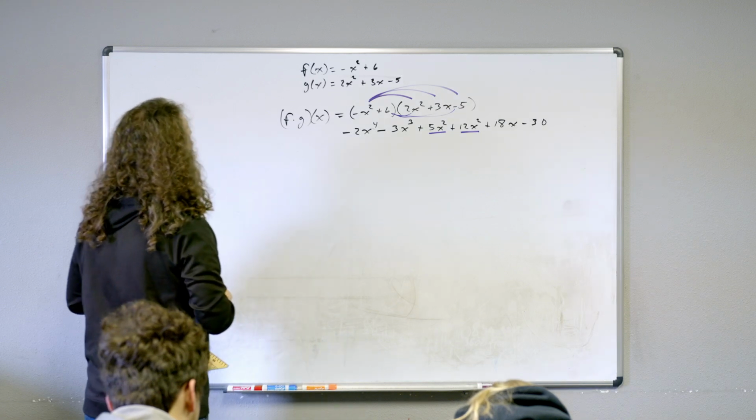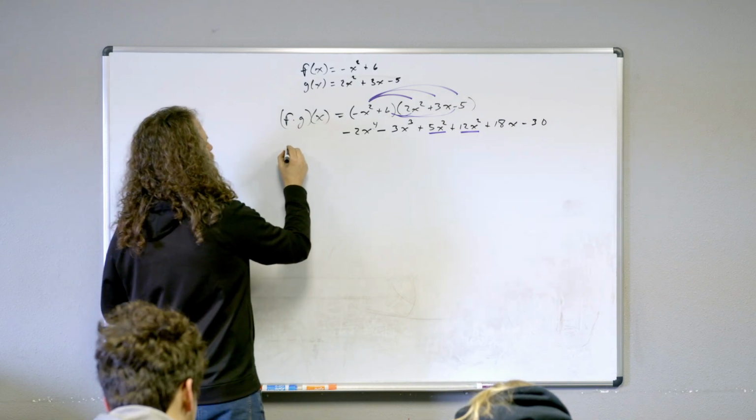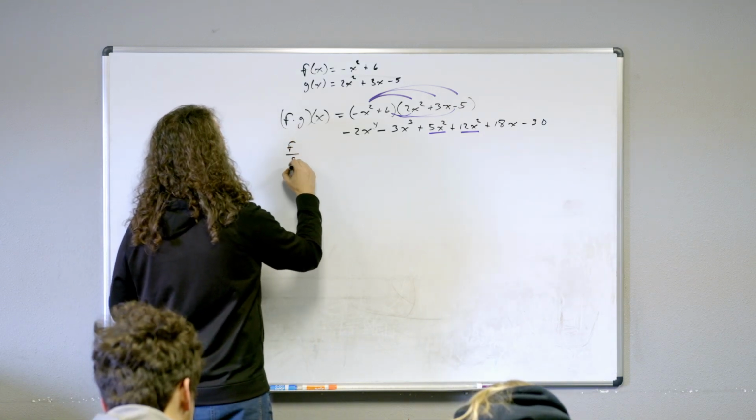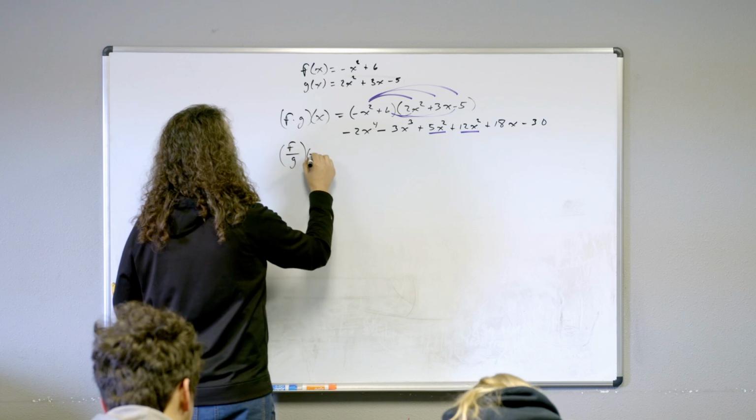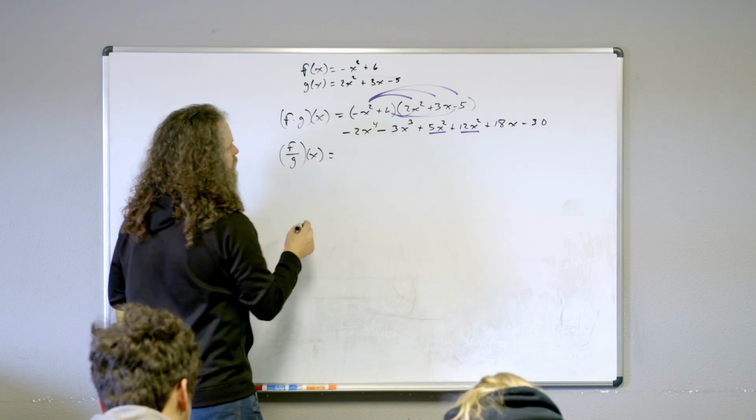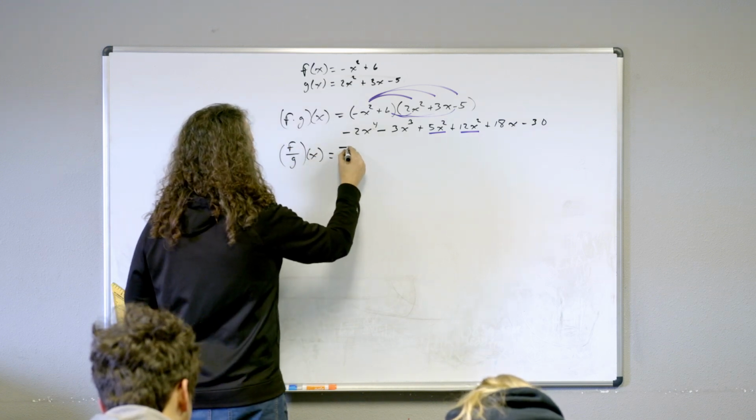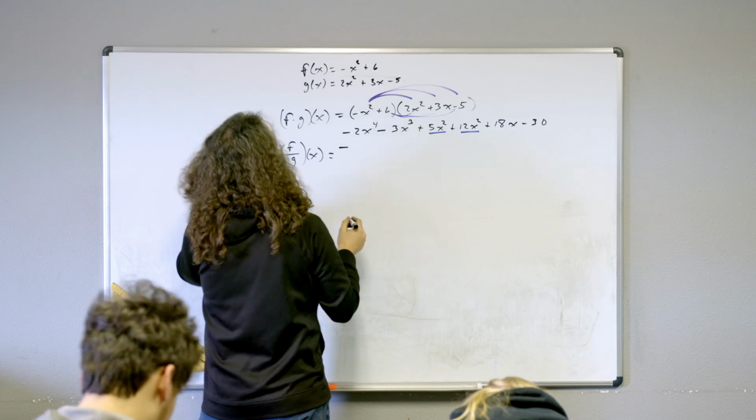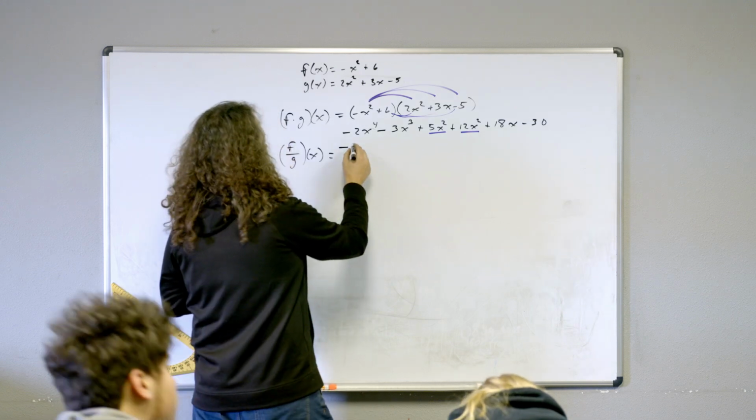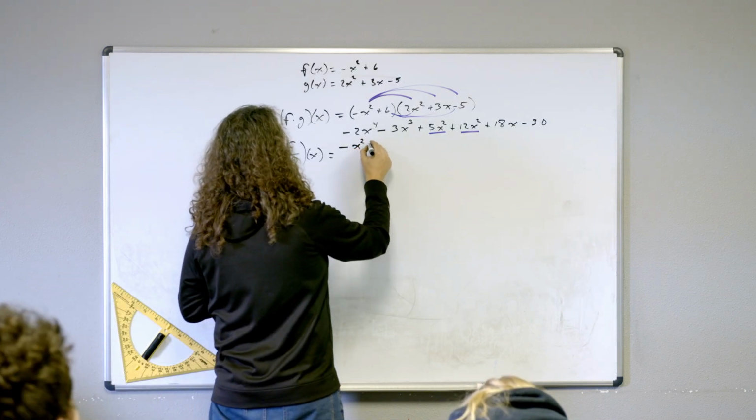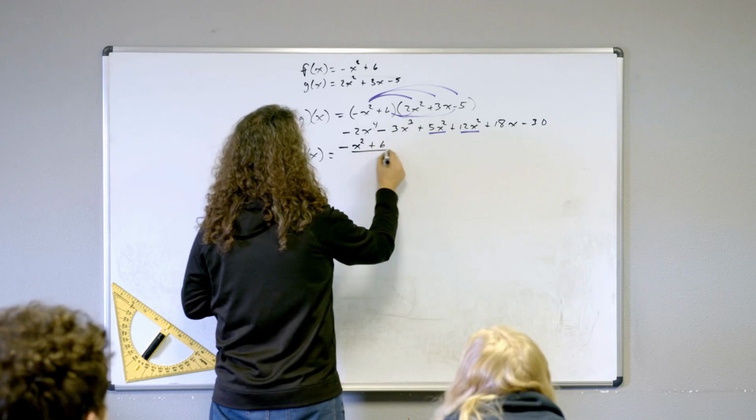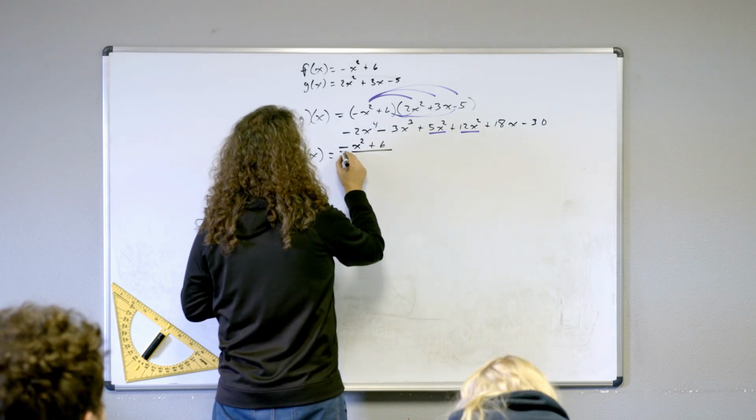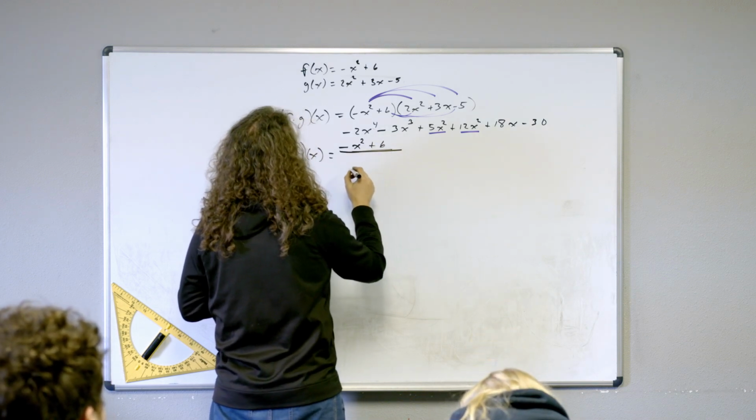Let's do the division one. F divided by g of x equals negative, oh, that's interesting, x squared. Sometimes in this class, my brain starts thinking in a pre-cal brain.